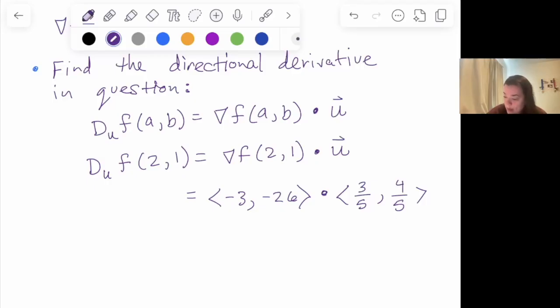Dot producting, remember, means you multiply the x coordinates together, and then you multiply the y coordinates together, and then you add those quantities. So multiplying the x coordinates together gives me negative 9/5, plus multiplying the y coordinates together gives me negative 104/5, for a final answer of negative 113/5.